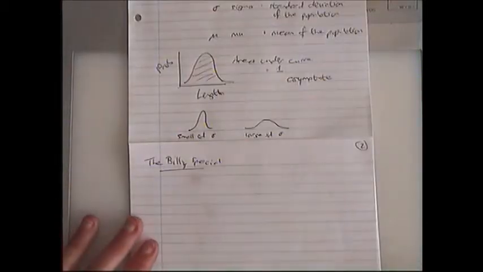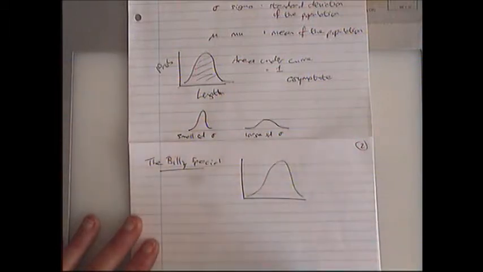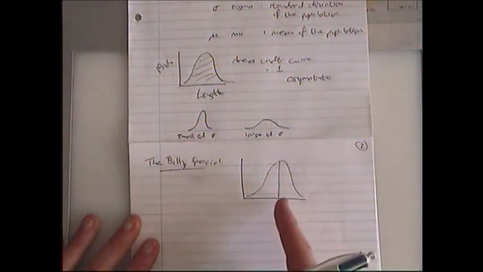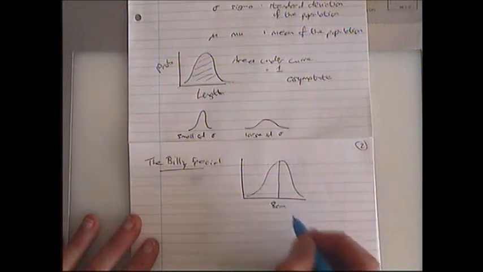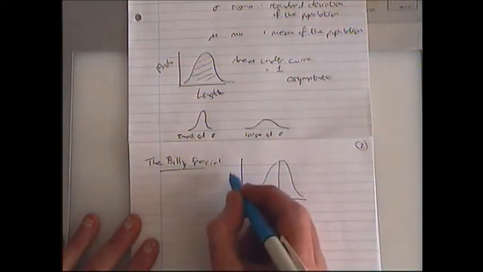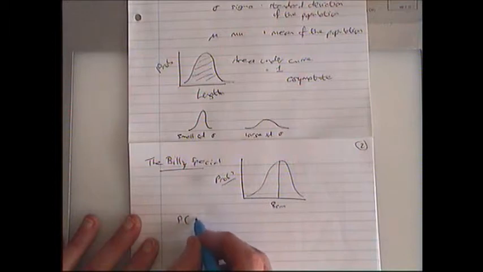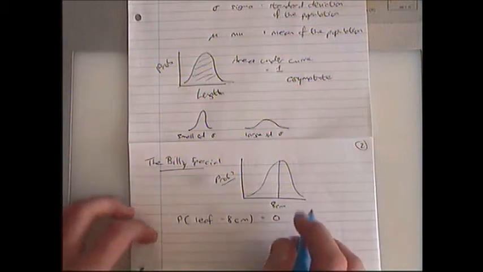Okay, the next bit, the Billy special, as it is known. If we have these leaves here, and we may know that the average length of leaf, and this curve is symmetric, the curve is beautifully symmetric. Say we knew the average length of leaf was 8 centimetres, and here we have the frequency, or the probability is what we're really dealing with here, probability. The probability that a leaf length is 8 centimetres is, Billy? 0. It pains me to say that. It pains you to say it, but it's 0.